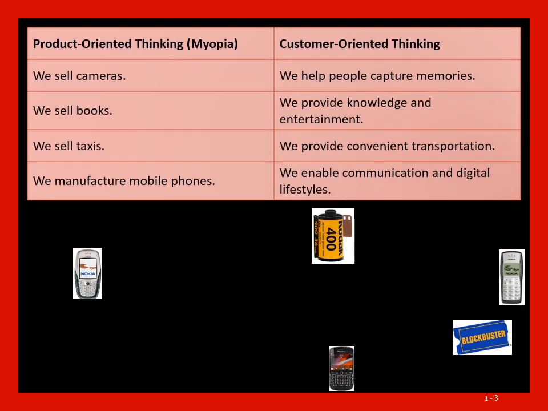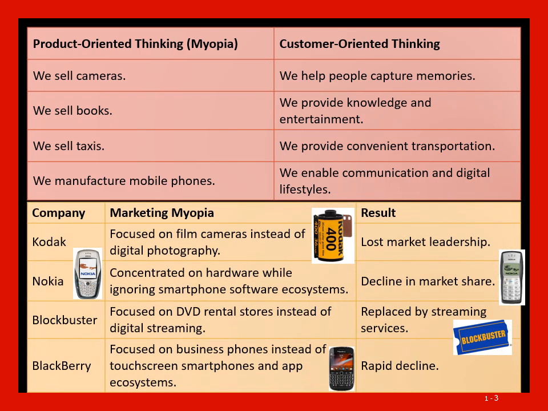On your screen you can see some examples, so we'll be discussing more in detail. We'll talk about product oriented thinking, which is myopia, and we'll also discuss customer oriented thinking. Let's compare the two. For example, we sell cameras. From a marketer's point of view, they might believe they have a philosophy that they sell cameras to click photographs.